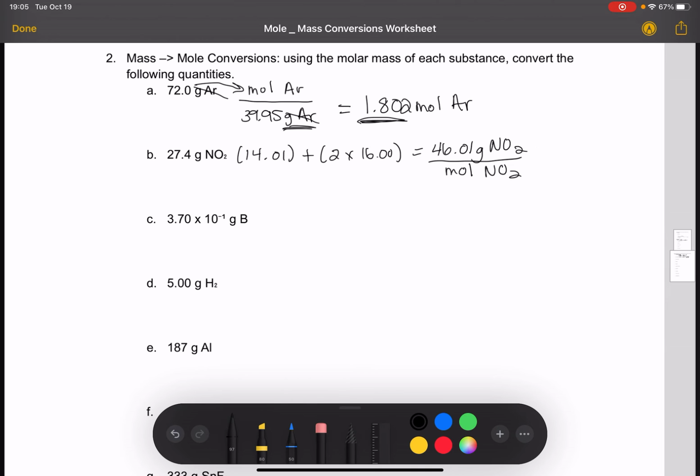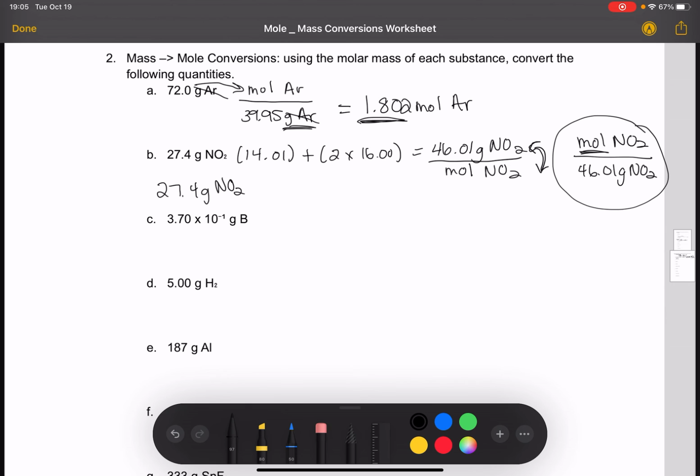So let's rewrite this. Let's flip-flop these. And we'll say for every mole of NO2, we have 46.01 grams of NO2. Okay, so that's my conversion factor that I'm going to use. And I want to use that because what we're solving for is on top. So let's take what we're given. Let's say we've been given 27.4 grams of NO2. And we multiply that by our conversion factor.